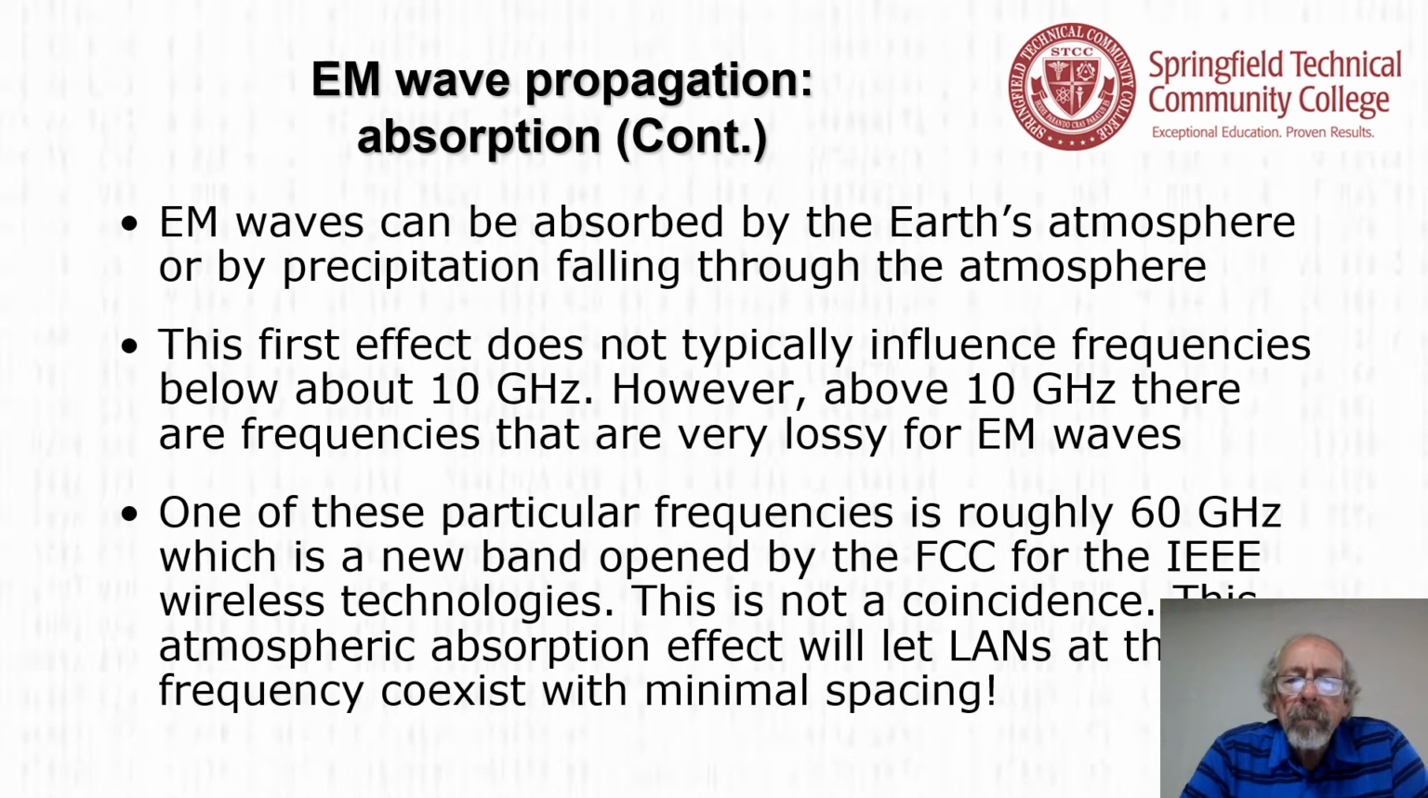Electromagnetic waves can be absorbed by the Earth's atmosphere or by precipitation falling through the atmosphere. This first effect does not typically influence frequencies below about 10 gigahertz. However, above 10 gigahertz, there are frequencies that are very lossy for electromagnetic waves.